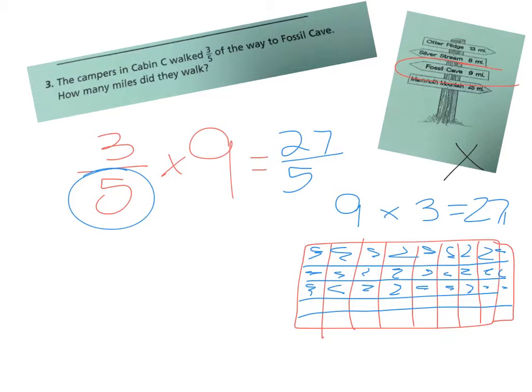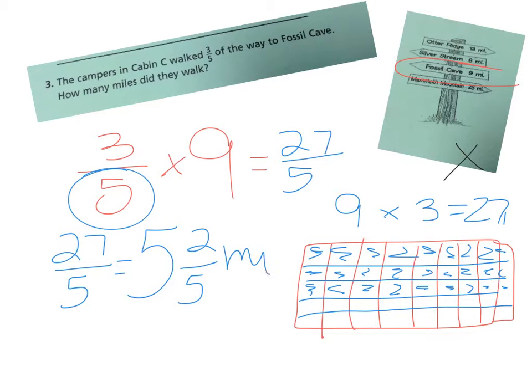So we have to go ahead and simplify that. Well, how many 5/5 are there in 27? Well, there are 5, because 5 times 5 is 25, and that leaves us with 2/5 more. So it turns out cabin C walked 5 2/5 miles.